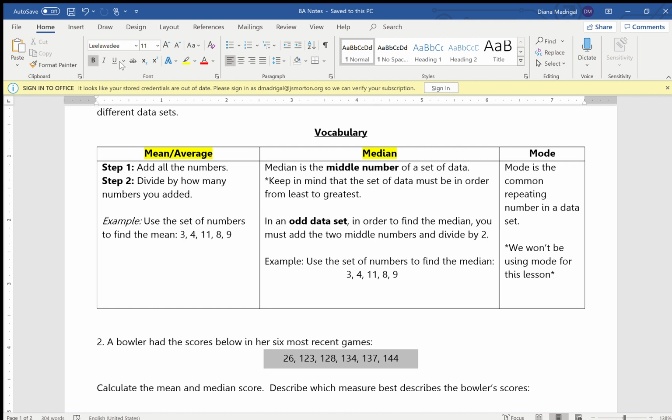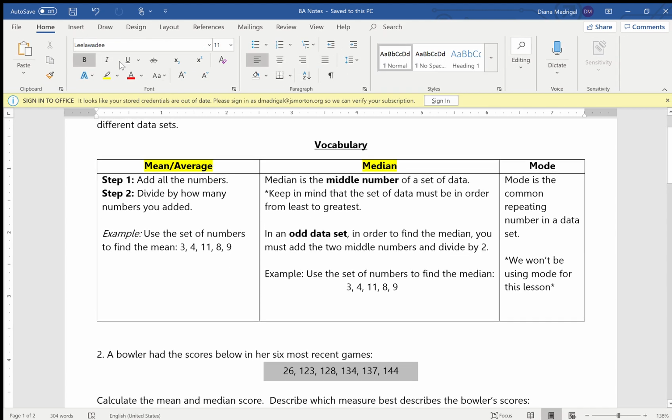Alright, as talked about in the video, we discover the meaning of mean, which is also called average, and the median. So let me just go over it really quick. I know we watched the video. For the mean, the average, step one is you need to add all the numbers and then divide by how many numbers you added.